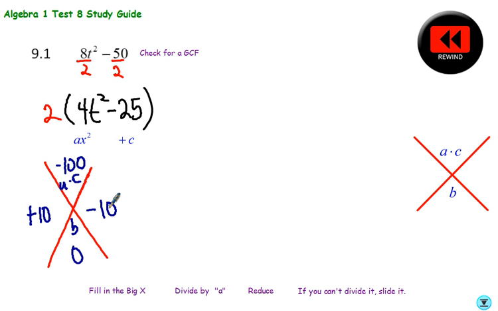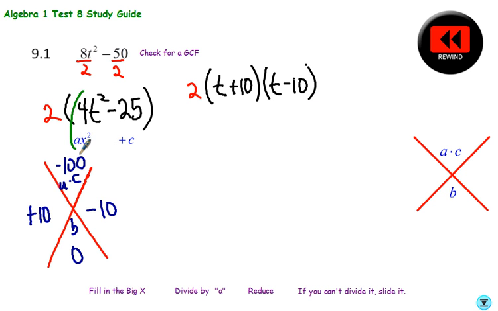A couple of reasons why we call this a difference of squares. First of all, what's the square root of 100? It's 10. Difference, meaning that there's one as a plus and one as a minus. So let me go ahead and put this in our parentheses. So I've got 2 times t plus 10 times t minus 10. And then that's going to be divided by a. And our a in this case, that's our a right there, is 4.